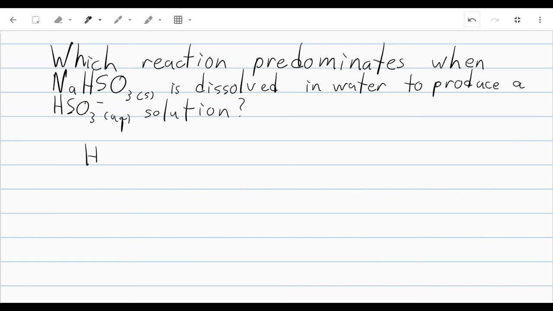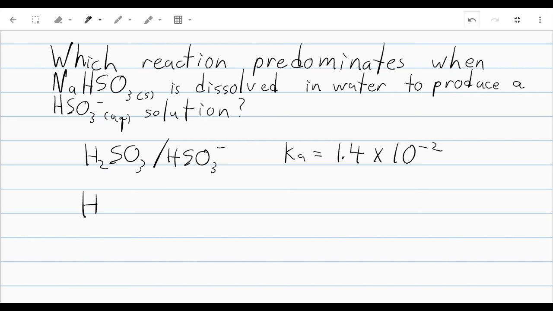So for the H2SO3, HSO3- conjugate acid base pair, we see that the Ka is equal to 1.4 times 10 to the negative 2. We also see for the HSO3-, SO3 2- conjugate acid base pair, we have a Ka value of 6.3 times 10 to the negative 8.